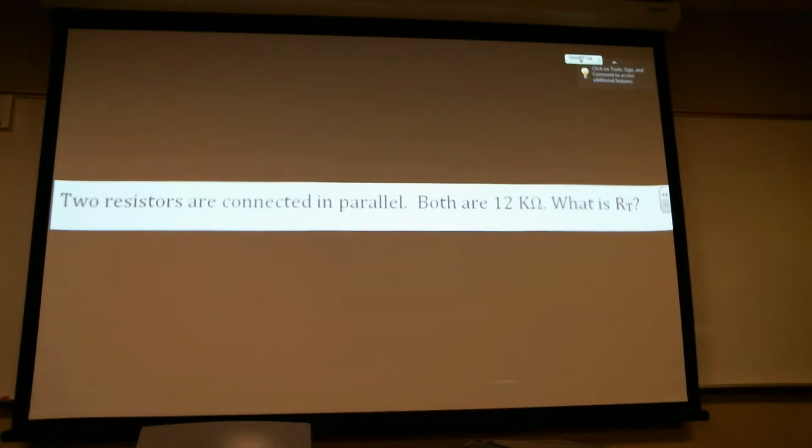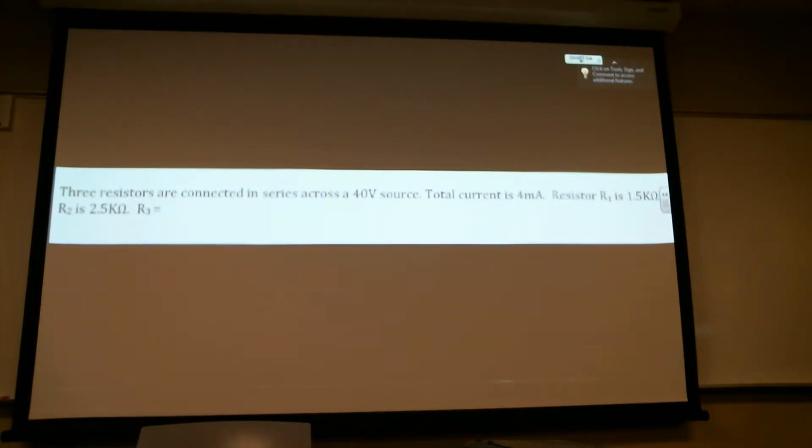2 resistors are connected in parallel. Both are whatever. What's the resistance total? Any problem with that? If they're the same and there's 2 of them, it's just half that. 3 resistors are connected in series across a 40-volt source. They're in series. Total current is 40 milliamps. Resistor 1 is so many ohms. Resistor 2 is so many ohms.